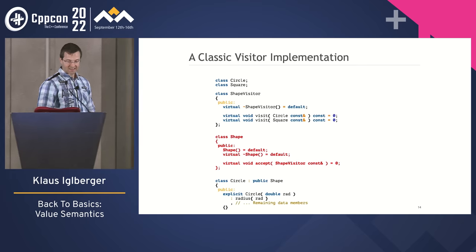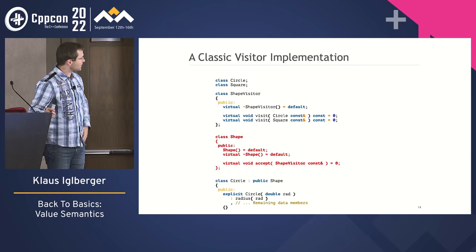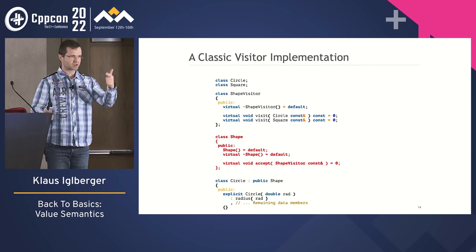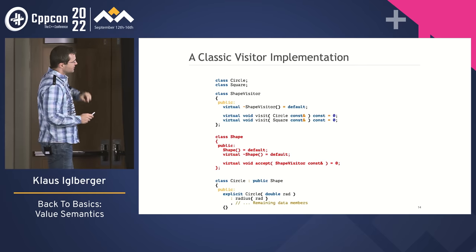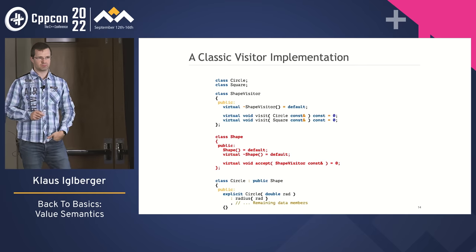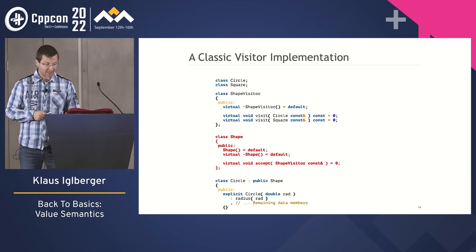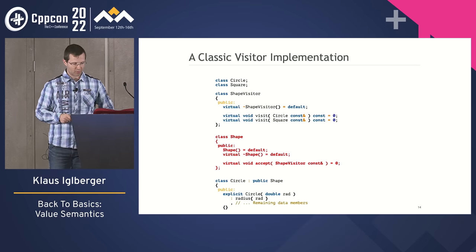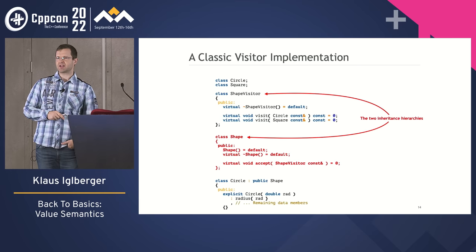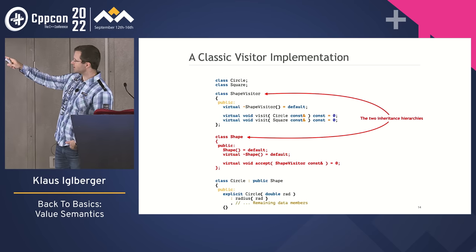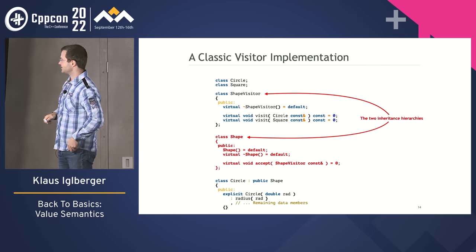We have another base class, the shape base class. That is the base class for all the shapes: squares, rectangles, ellipses, whatever. And there's a virtual function called accept, which accepts a visitor. And so it basically accepts an operation. Do something with this shape. Now note there are two inheritance hierarchies. The shape visitor base class and the shape base class form the basis for these two hierarchies.